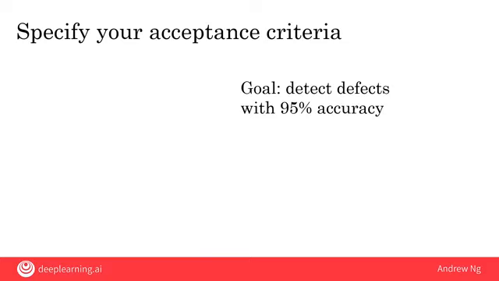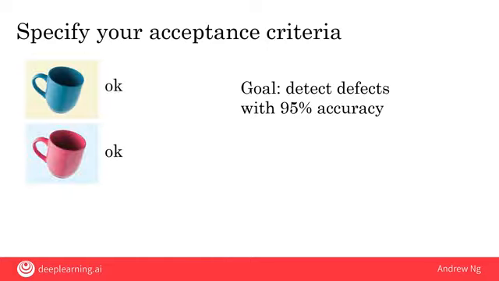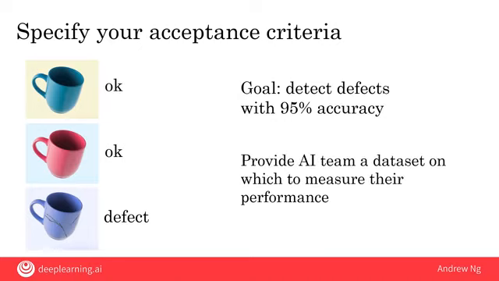But 95% accuracy, how do you measure accuracy? One of the things that the AI team would need is a data set on which to measure their accuracy. So a data set is just a set of pictures like these, together with the labels with the desired output B, that the first two coffee mugs are okay and the third one is defective. So as part of your specification for the acceptance criteria, you should make sure that the AI team has a data set on which to measure the performance so that they can know if they've achieved 95% accuracy.